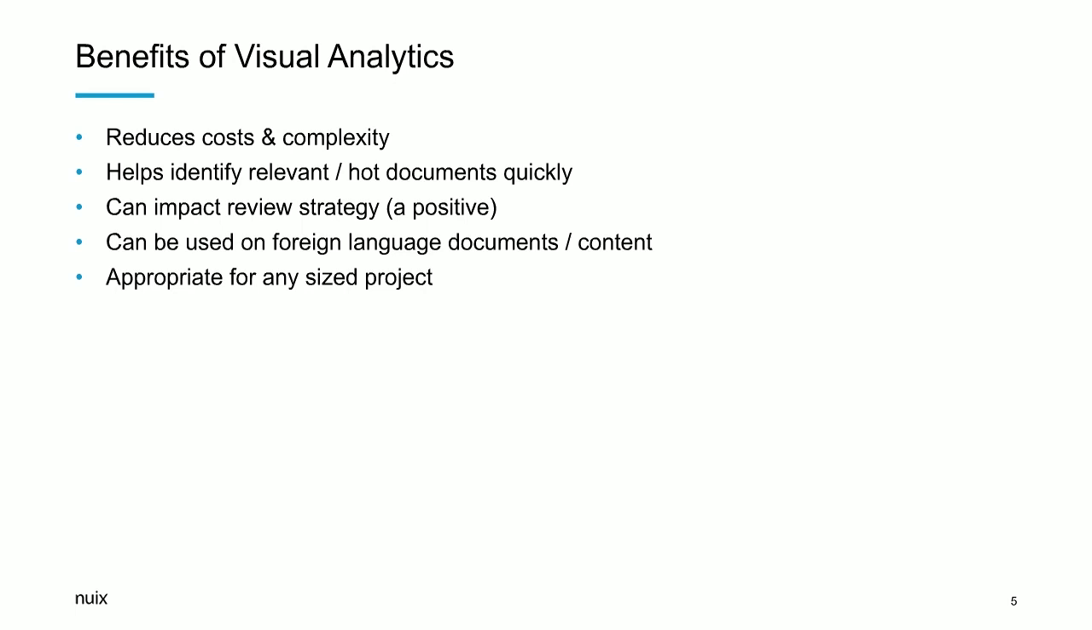It helps us survive, and certainly for those who are dealing with large data volumes, survivability sometimes is right at the top of their checklist. So it reduces the cost and complexity of review. It helps you identify relevant and hot documents quickly. And then ideally, it's impacting your review strategy: the right people, the right workflows, the right locations, the right times, etc.